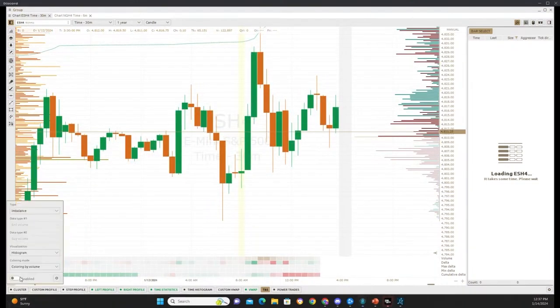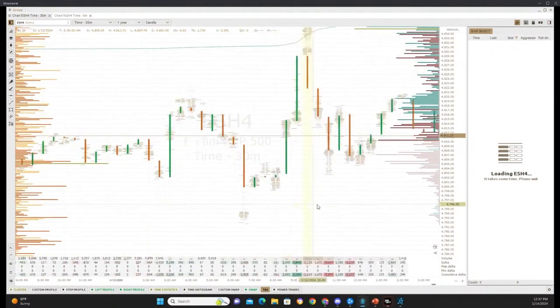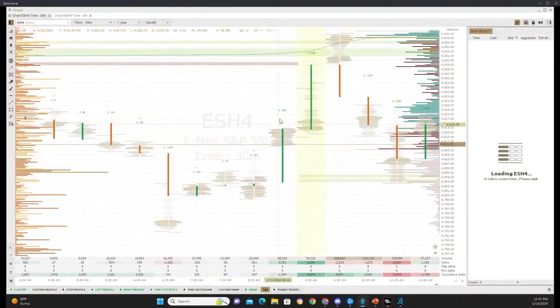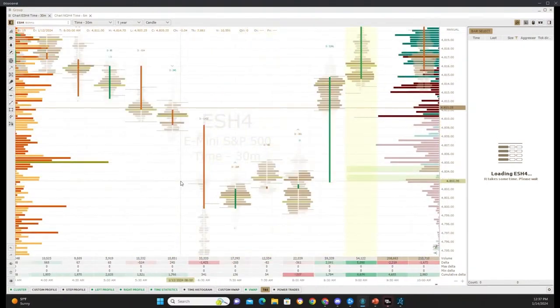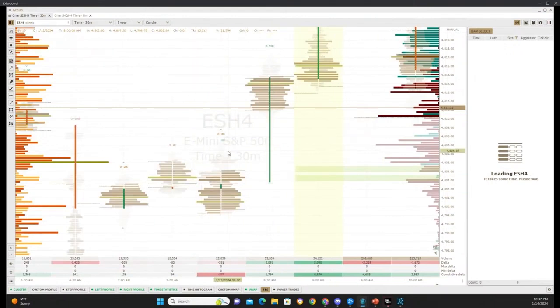And on the cluster, so we covered the imbalances. Any questions on imbalances? Quick question. On a cluster, you have imbalance and then you also have double. What's the difference between those two?